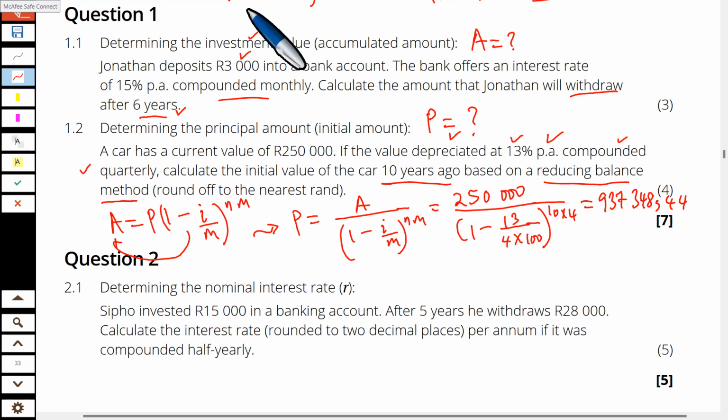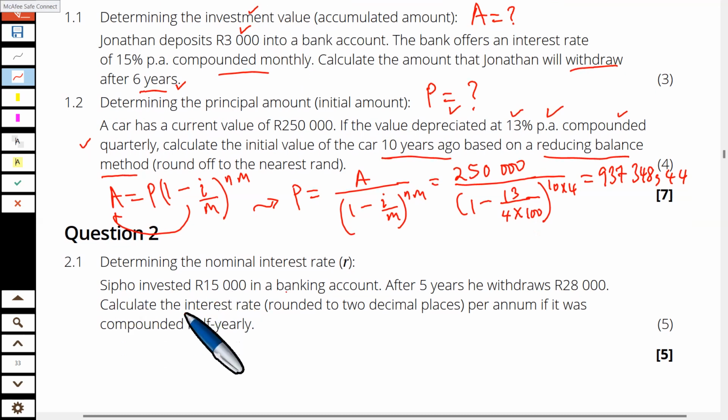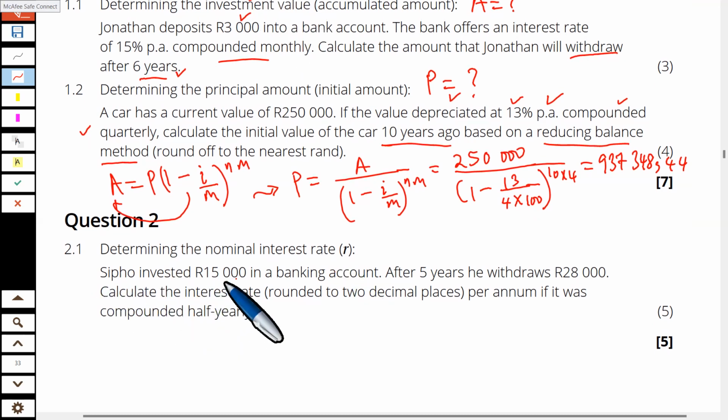All right. Determining the nominal interest rate R. Sipho invested 15,000 in a bank account. After 5 years, he withdraws 28,000. Calculate the interest rate, rounded to two decimal places per annum, if it was compounded half yearly. What do you think is the answer to this one? Let me give you another 2 minutes to try.